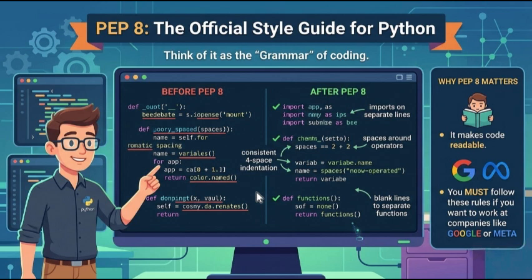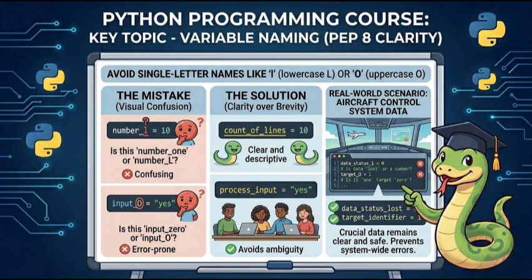PEP8 is the official style guide for Python. Think of it as the grammar of coding. If you want to work at Google or Meta, you must follow these rules. It makes code readable. For variables, PEP8 demands snake_case. All lowercase, with underscores between words. Not username, but user_name. This is the Python way.